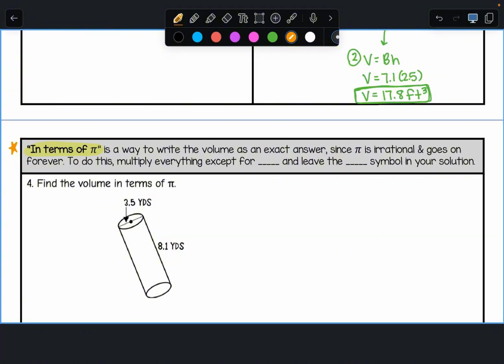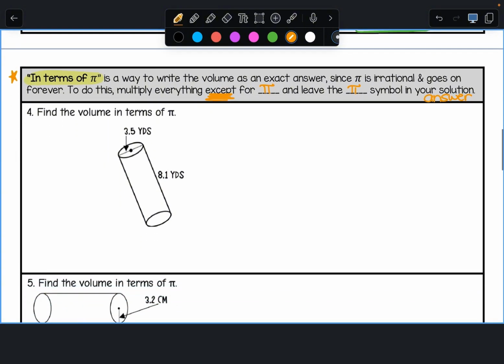So to do this, you multiply everything except for pi. And leave the pi symbol in your solution. You leave pi in your answer. Solution meaning in your answer. So you multiply all of the numbers except pi, but pi still goes in the answer. Okay? So first thing we're going to do, same process, same steps.